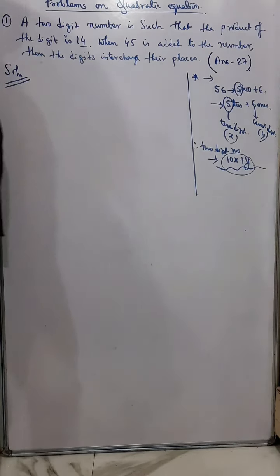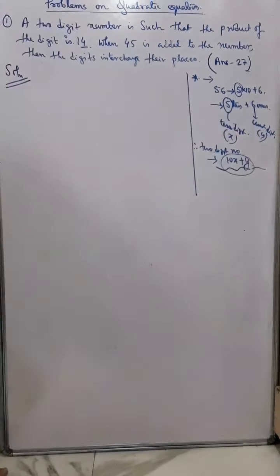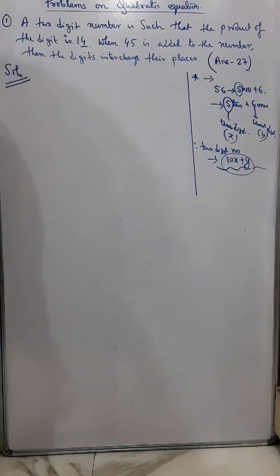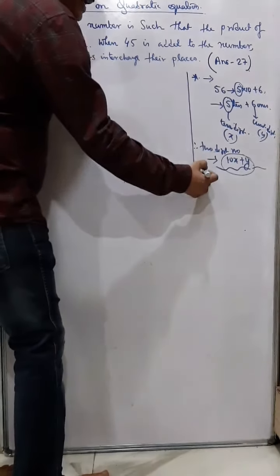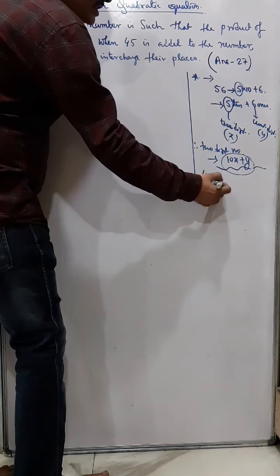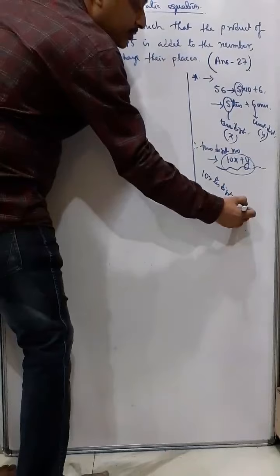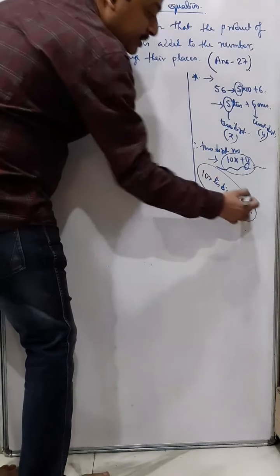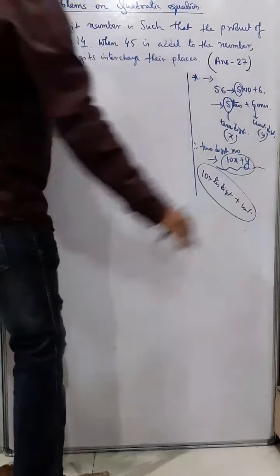But in the case of quadratic equations, we are not going to take x and y. We are not going to take two variables. We will just take one variable, that is x. But the format of the two-digit number will be this: 10 into tens digit plus unit digit gives us the two-digit number. So any two-digit number is 10 into tens digit plus unit digit.